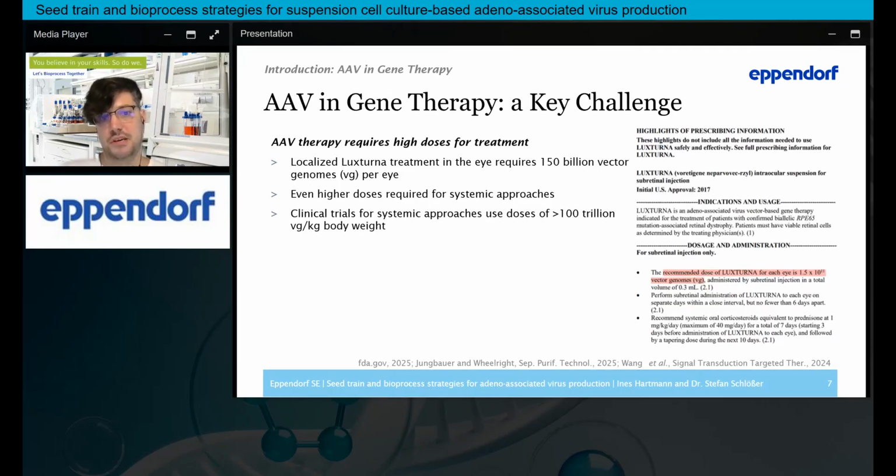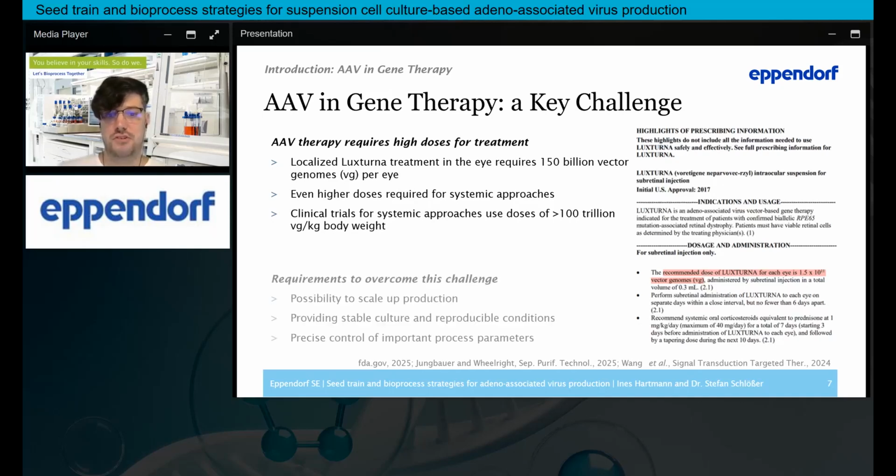However, the therapeutic approach with AAV also comes with some challenges. And one of them is the requirement for high doses for AAV treatment. If we look at Luxturna, and keep in mind this is only a treatment localized only to the eye, you already need 150 billion vector genomes, or VG for short, per eye. And if you go one step further and you want to have a systemic approach, clinical trials that are currently going on use doses of more than 100 trillion viral genomes per kilogram body weight. So these are numbers that are hard to satisfy with our traditional cell culturing methods.